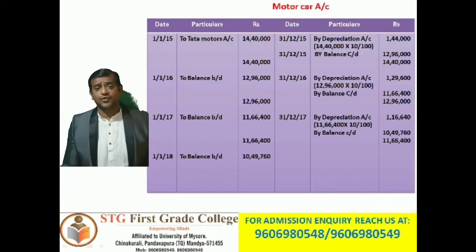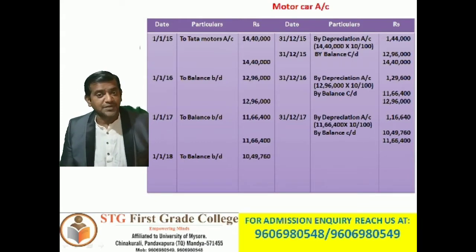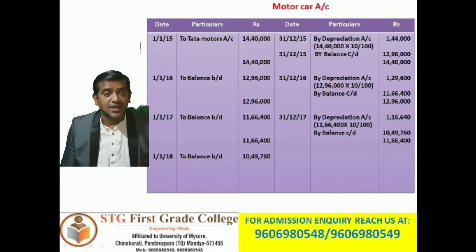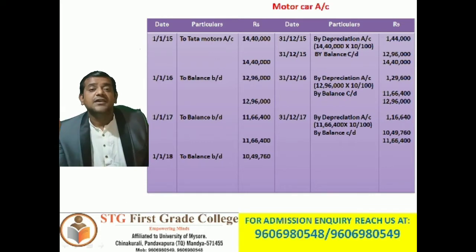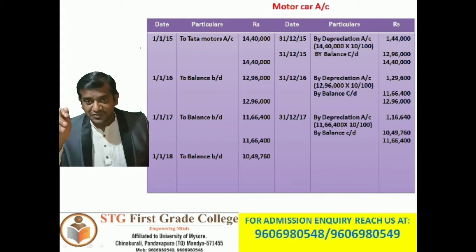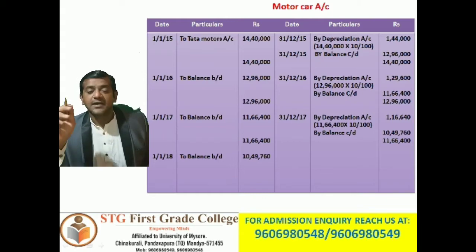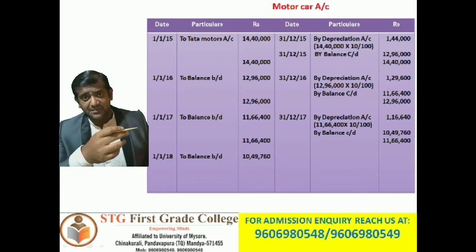So obviously you have to open a 6 column table. That is the date, particulars, rupees, date, particulars, rupees. So, the motor cars account. What is the opening date? The date of purchase. That is 1/1/2015, to Tata Motors account. So how much? The cash price of the cars: 14,40,000. That is correct. 14,40,000.